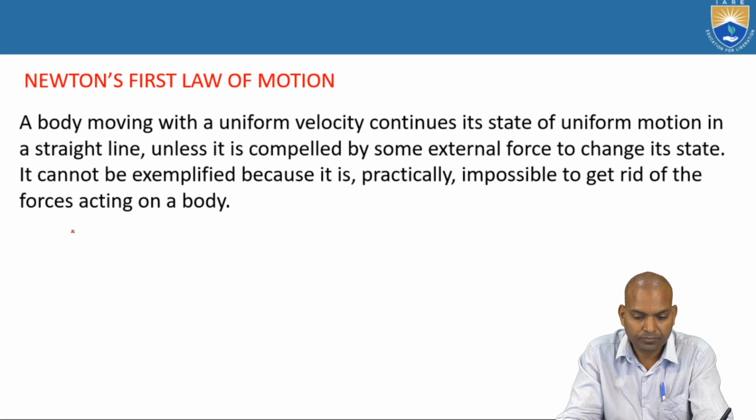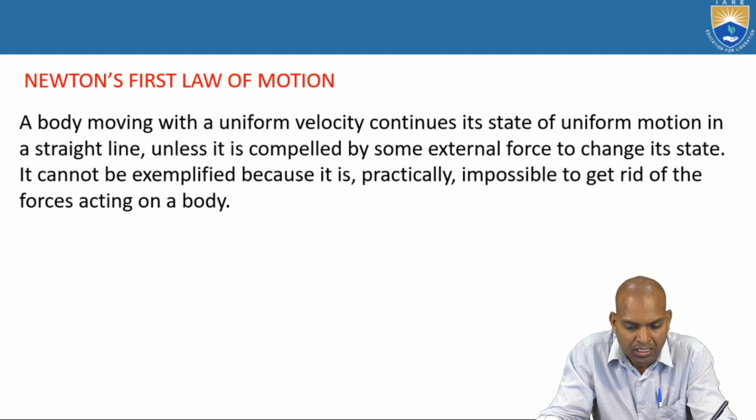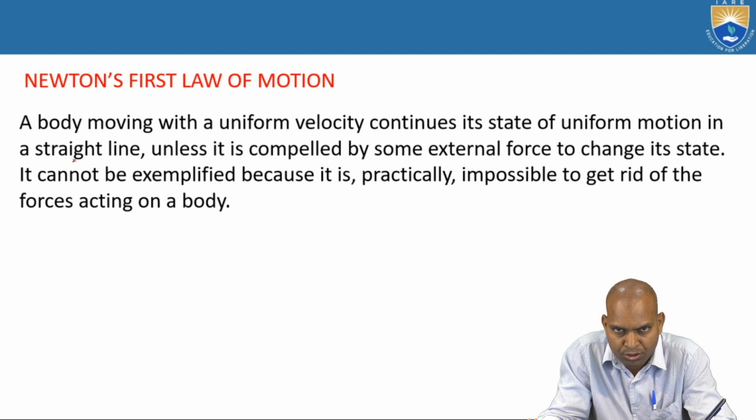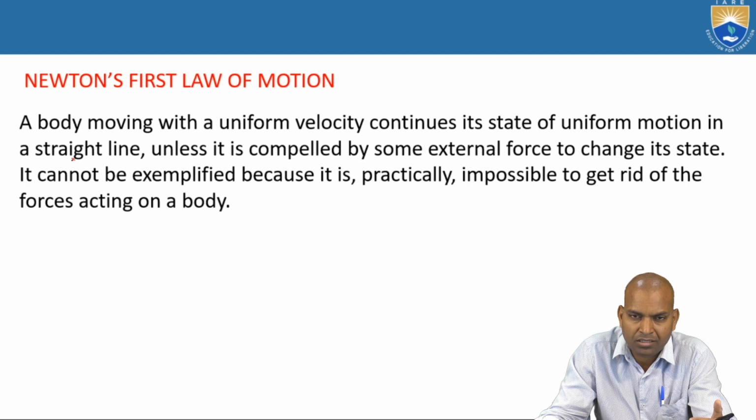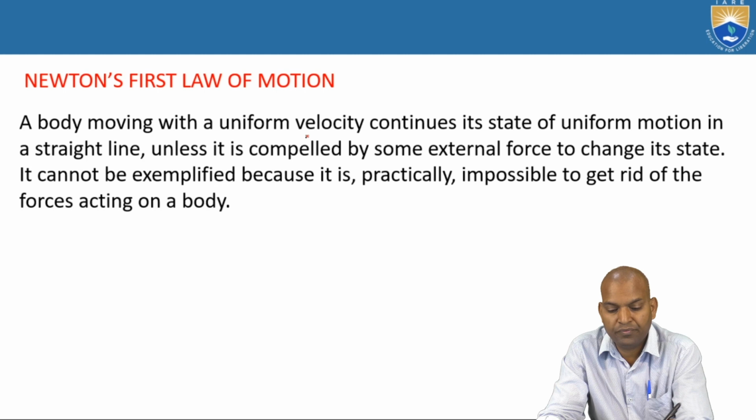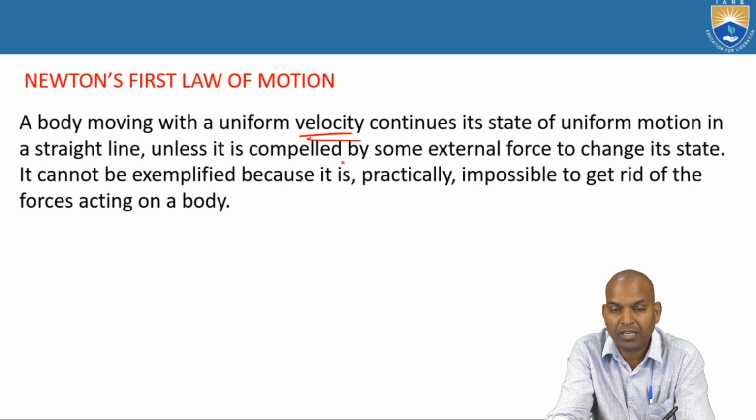Now, Newton's first law has two parts. The first part indicates that when the body is at rest and you want to make it move, like the train on the level track, the coaches will be pulled by the engine. Now, when the body is in a state of uniform motion in a straight line, it is compelled by some external force to change its state.